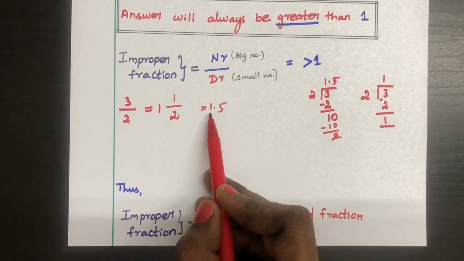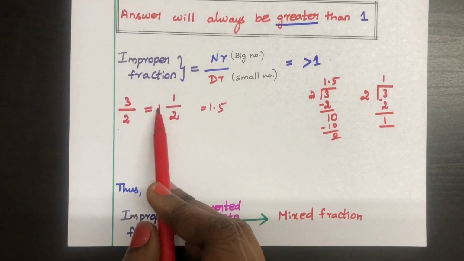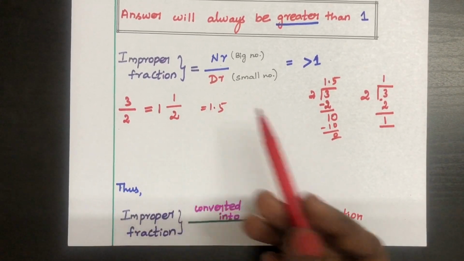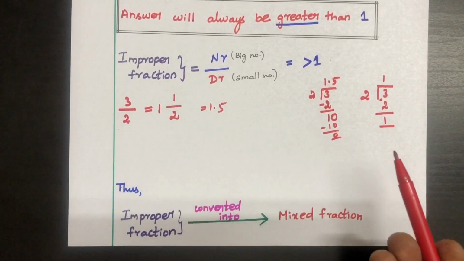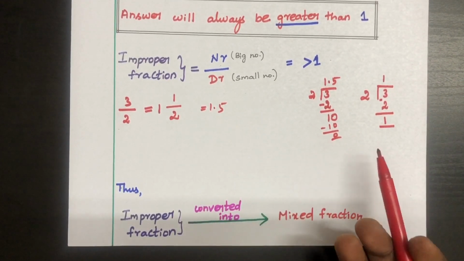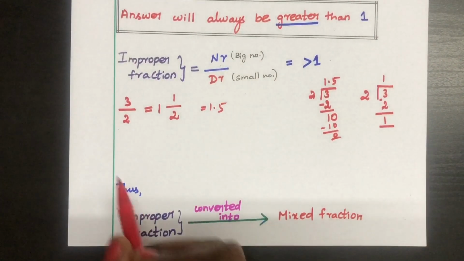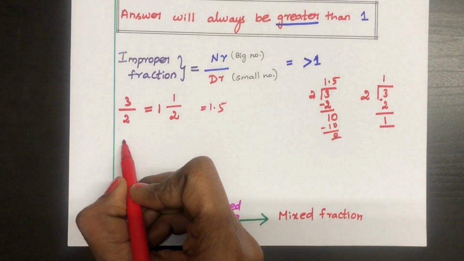See, the answer is always greater than 1 that we are getting. 1 by 2 is also greater than 1, and 1.5 is also greater than 1. So in either way, mixed fraction or decimal point, we can get the answer from this improper fraction and proper fraction too. See here, let us have another example.